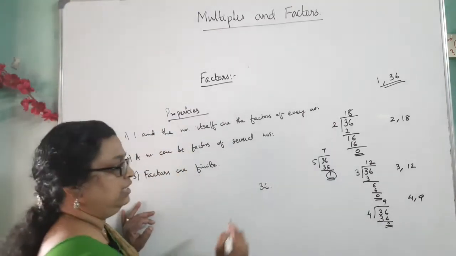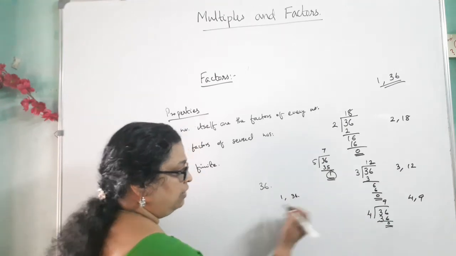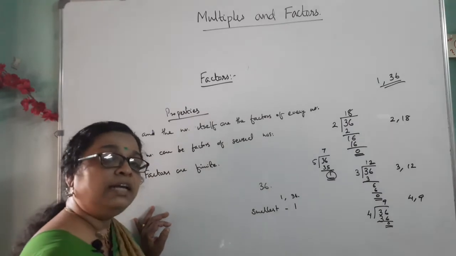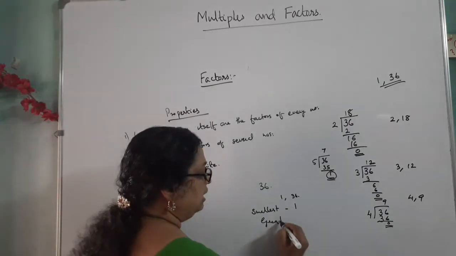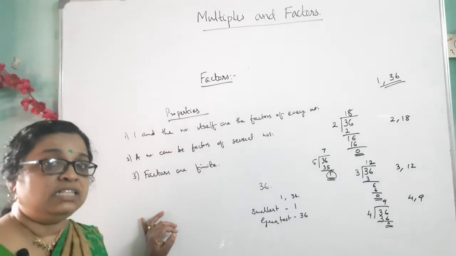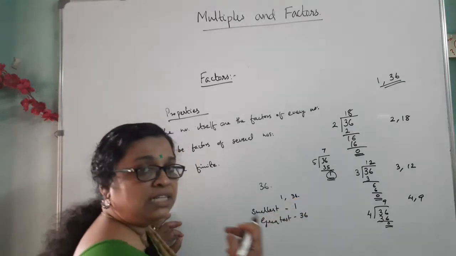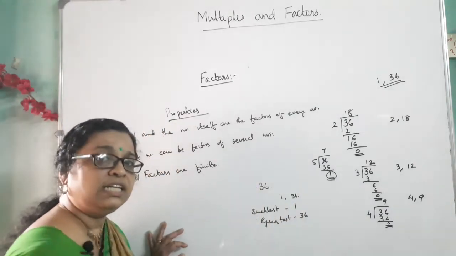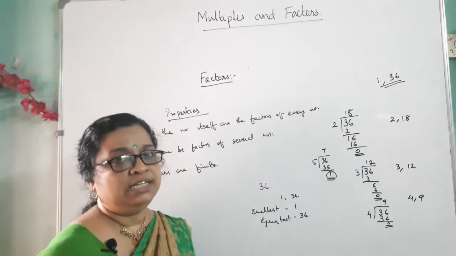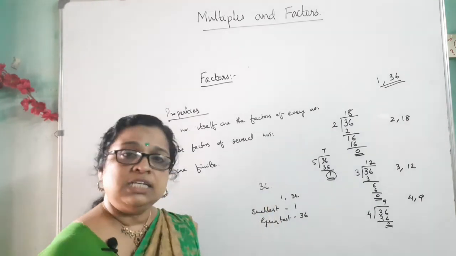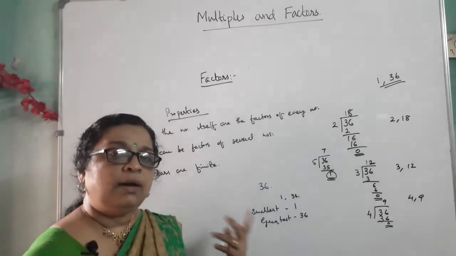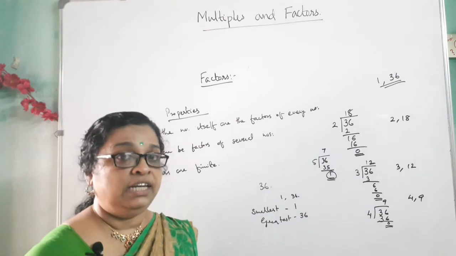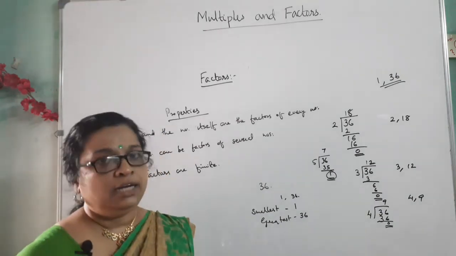The smallest factor, that is 1, and the number itself are the factors. So the smallest factor is 1 and the greatest factor is 36. Any other factors will be between 1 and 36. So first we write the smallest factor 1, and for any number 1 and the number itself are the factors. Then 1 is the smallest factor of any number and the number itself is the greatest factor of that number. Then all the other factors, if any, come between 1 and the number itself.